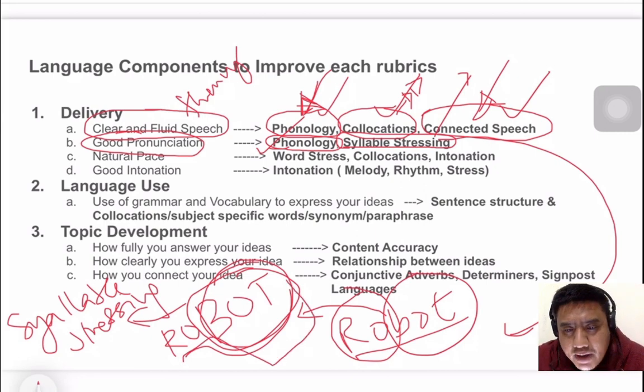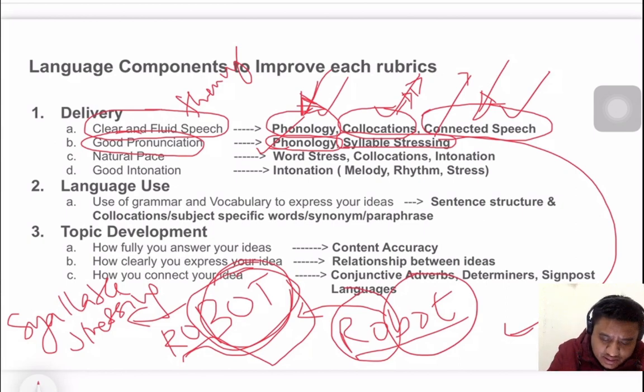So I saw a robot. I saw a robot. I saw a robot. Right? Can you see the difference? So yeah, that's why syllable stressing is the most important part, okay, to improve your pronunciation.